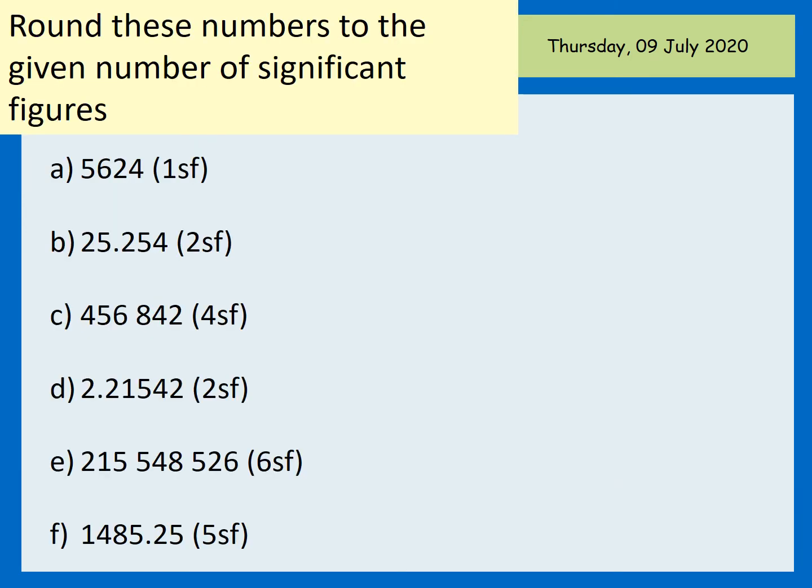Now, what I'd like you to try, based on what we've already done today, is to round these numbers to the number of significant figures listed. So, for example, the first question there, I want you to round to 1 significant figure. Second question, 2 significant figures, and so on. You have 2 minutes starting from now.